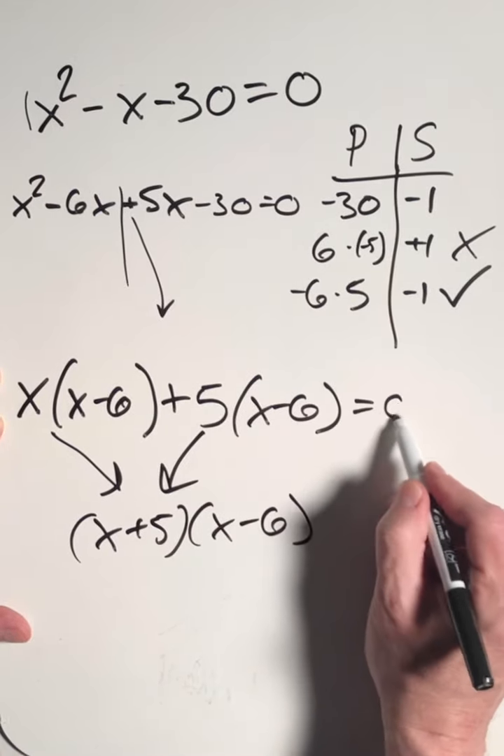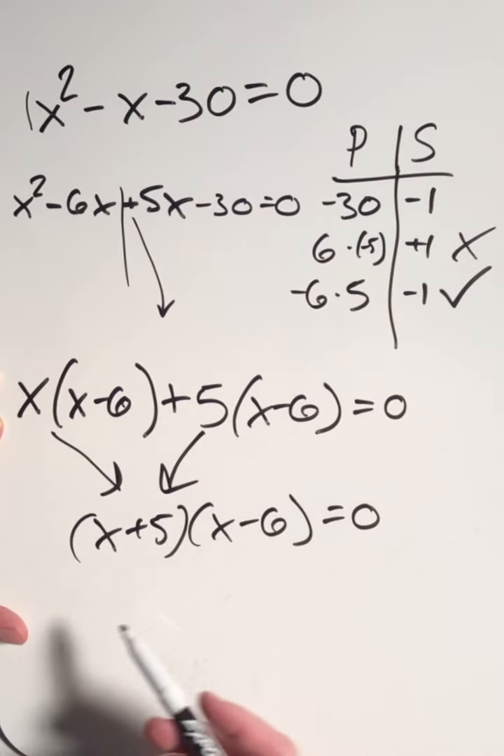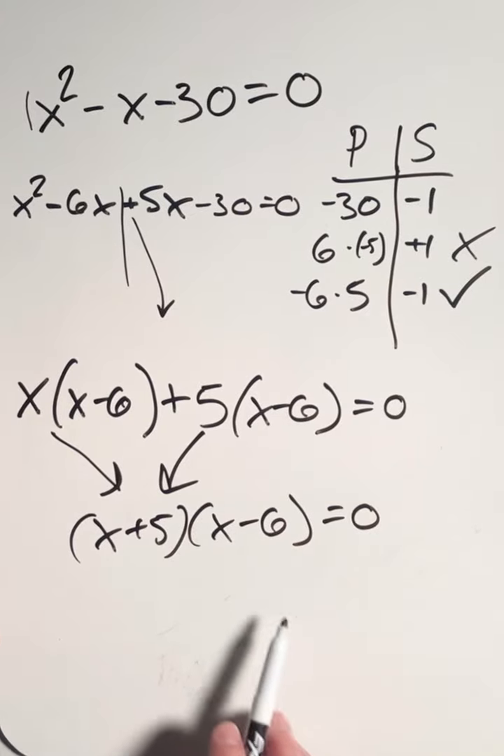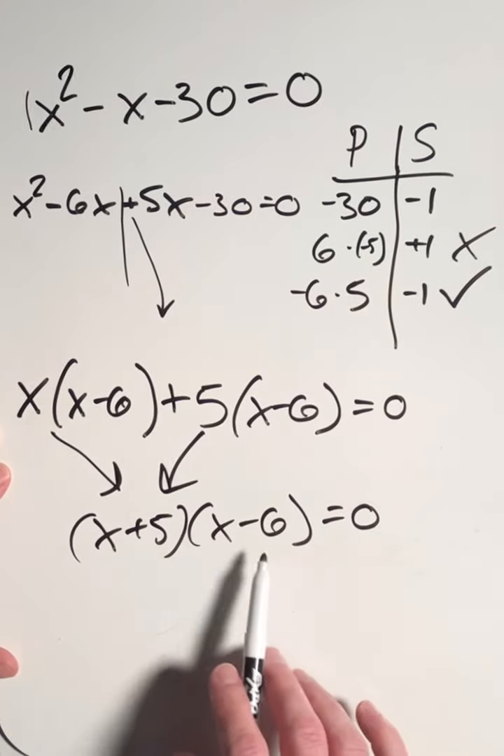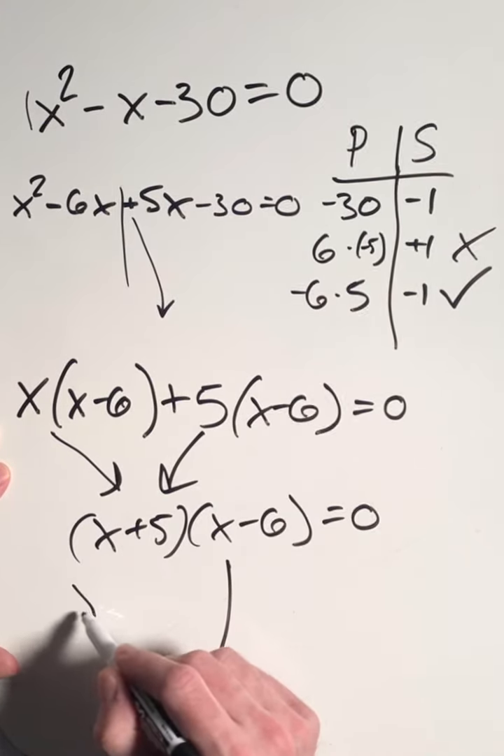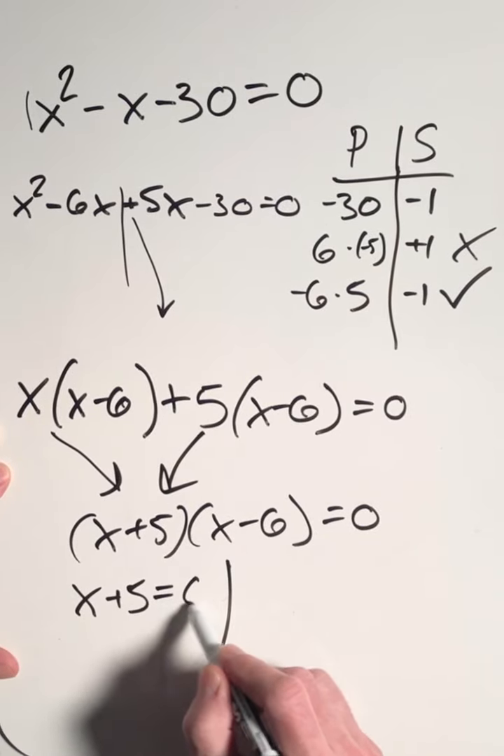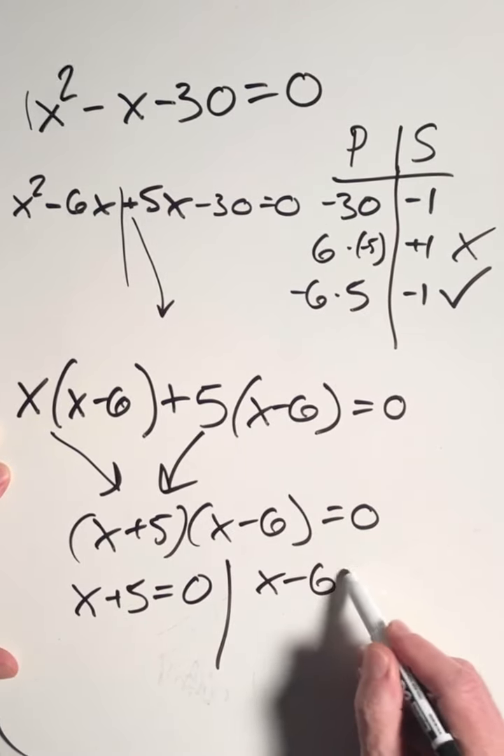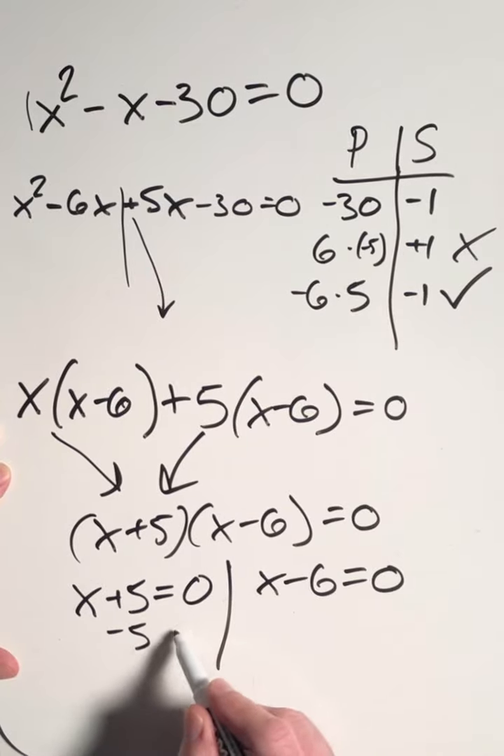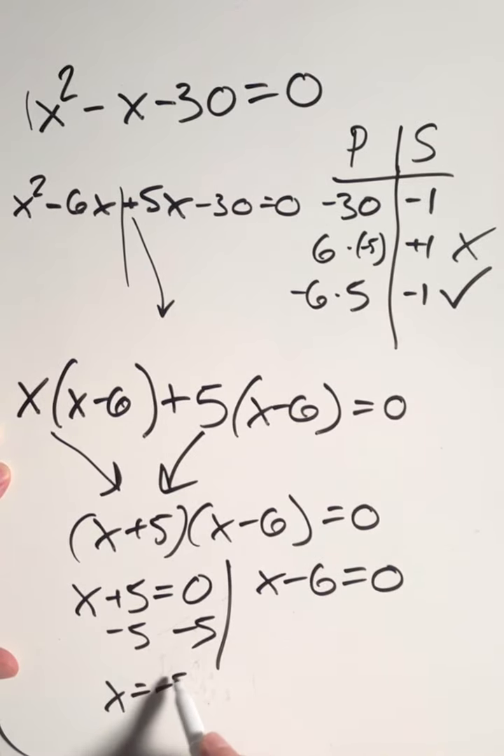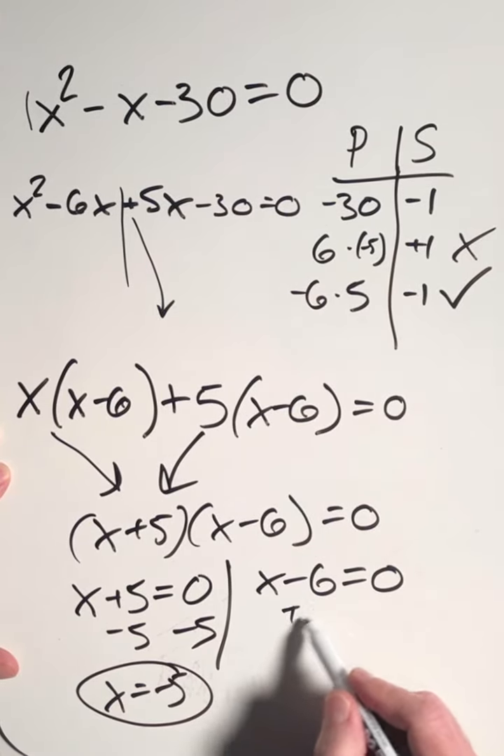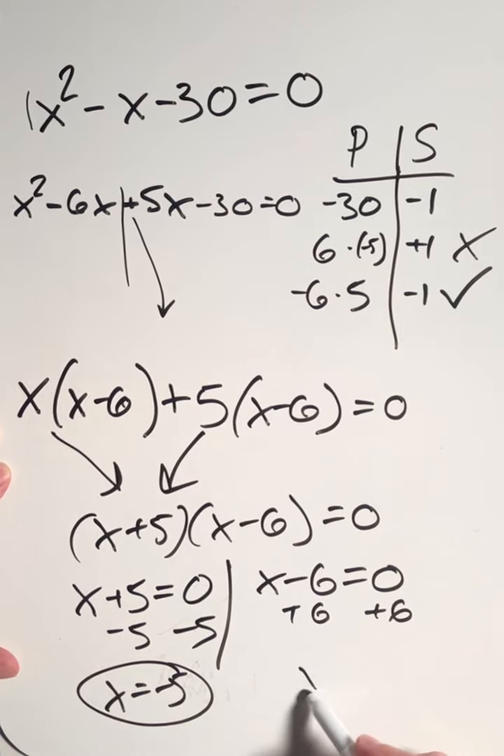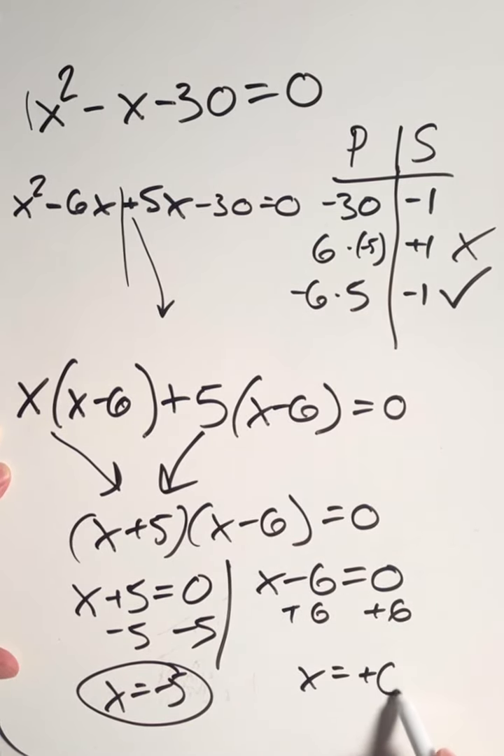And again, I should set this equal to 0 all the way down so I don't forget. And now I need to solve and assume that each of these factors could equal 0. So we draw the vertical line. X plus 5 equals 0. X minus 6 equals 0. And we'd be able to solve these each through one step. So x could equal negative 5, or x could equal positive 6.